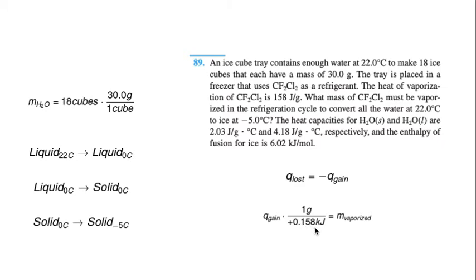Of course, you should rearrange it such that, since this will be in kilojoules, I'm going to put kilojoules in the denominator to 1 gram. And so essentially, this is how many kilojoules of energy are required to vaporize 1 gram of this substance. And so if I do this conversion, I can find the mass of CF2Cl2, the refrigerant that must be vaporized, in order to absorb this heat from the water, in order to convert this mass of liquid water at 22 degrees Celsius to that same mass of solid water at negative 5 degrees Celsius.